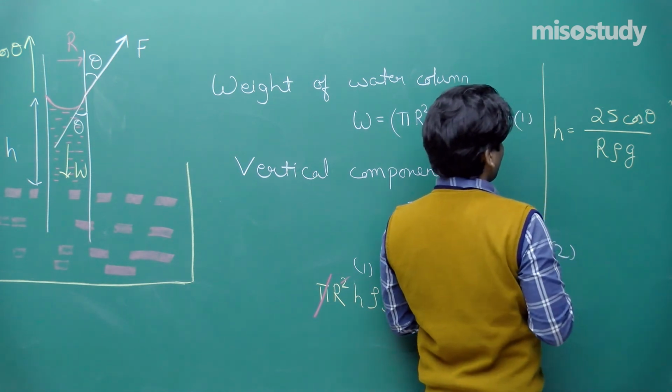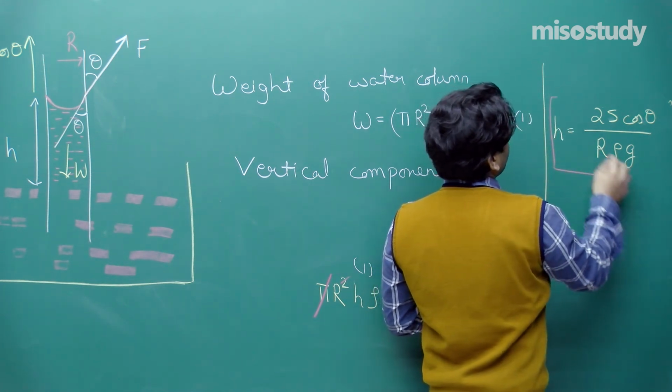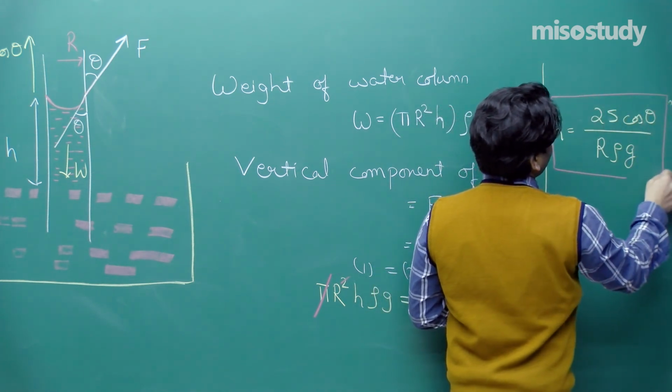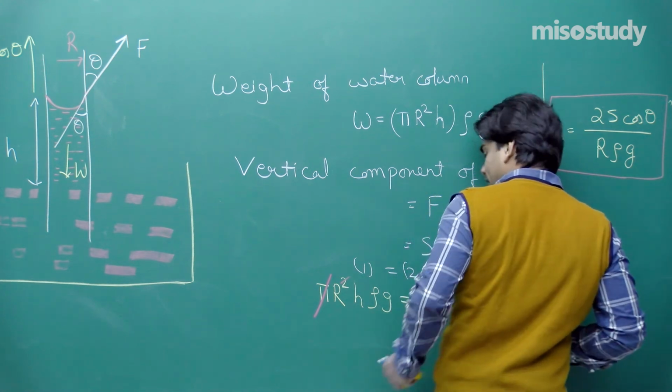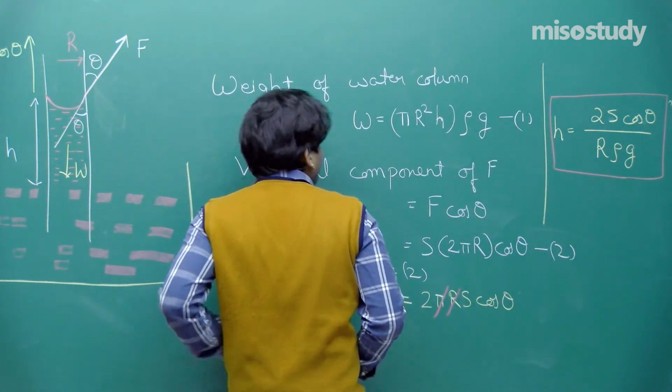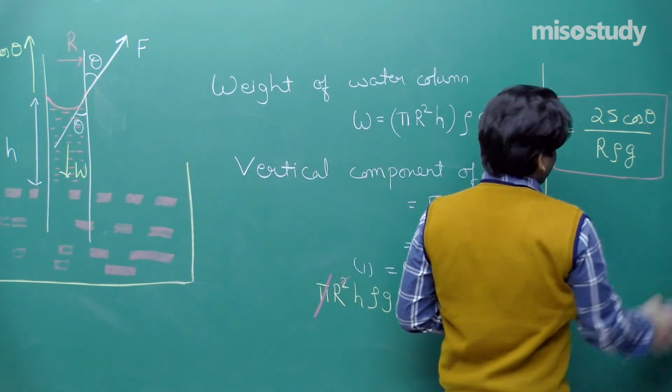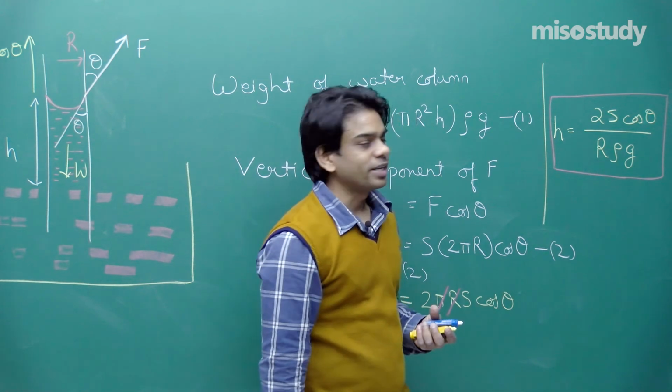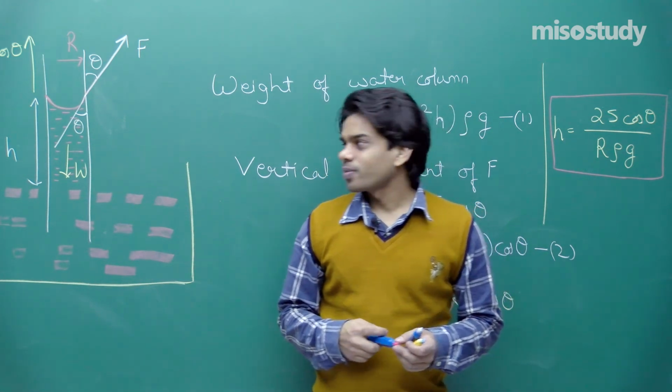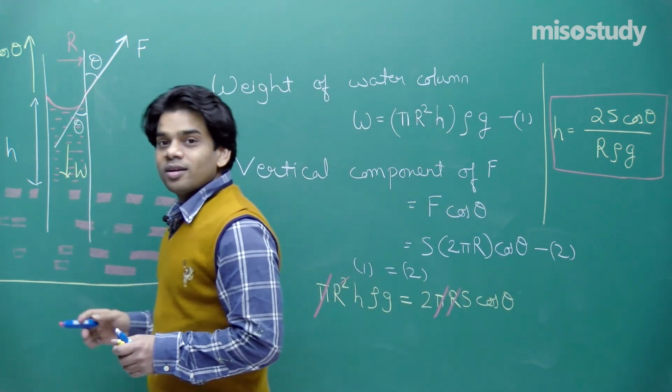This is the value of rise in the capillary tube. This is the value of the height that has been risen by the liquid column in the capillary tube, that is 2s cos theta upon r rho g. This will be the height.